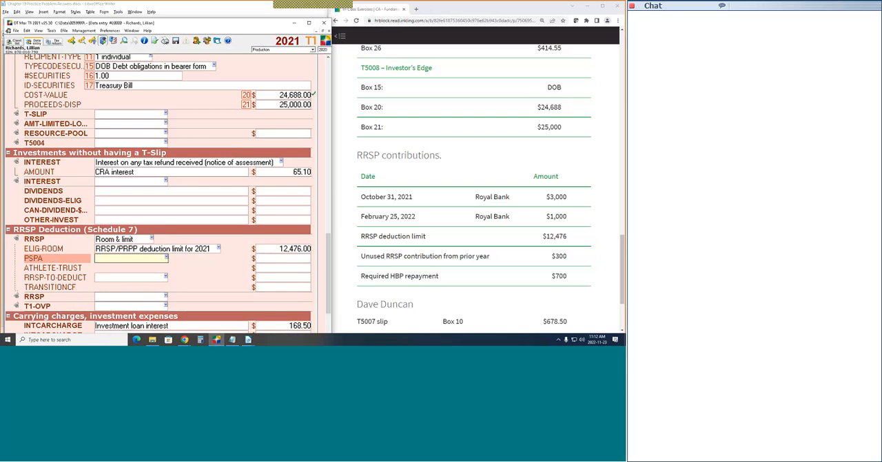We're going to come back to this section later. I'll show you a few things in this section later, but the first thing I want you to do before you do anything for RSPs is put in the room and limit, because if we don't know that, we can't decide what to do with it.